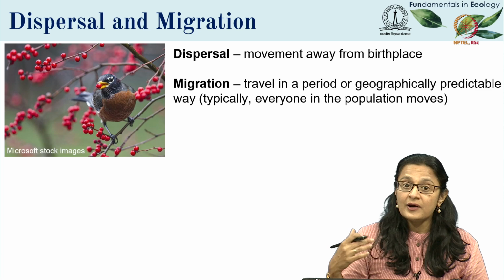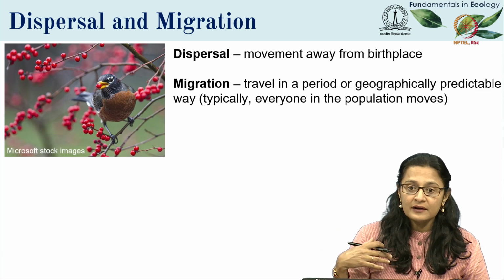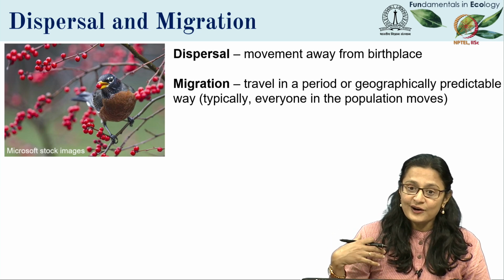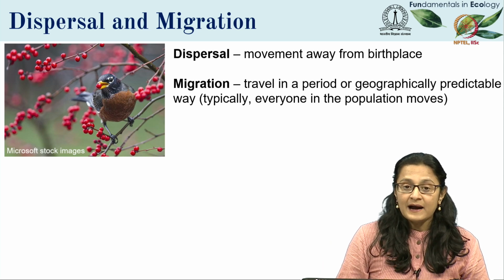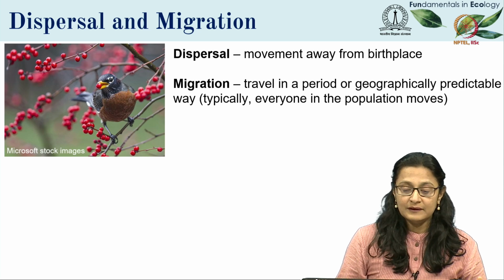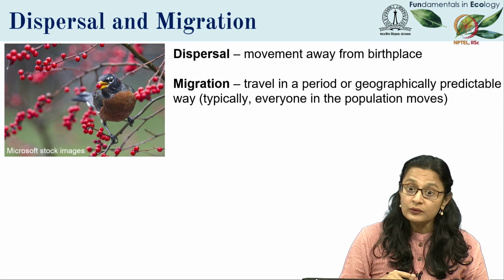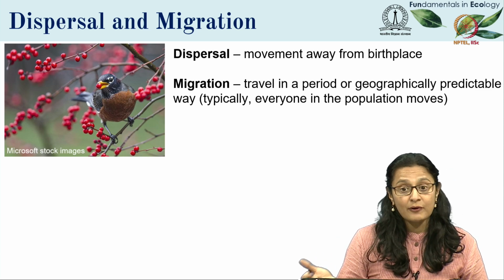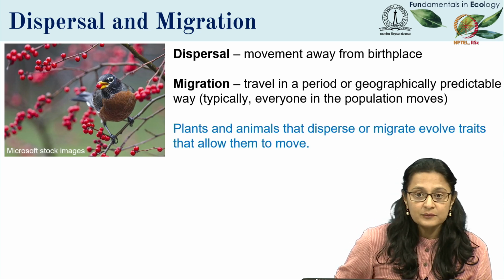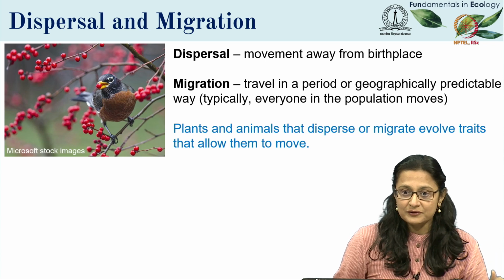Migration, on the other hand, is travel in a period that is geographically predictable. Right? So either animals move at a time that is predictable or across space that's predictable. Unlike dispersal, when we think of migration, everyone in the population moves. Dispersal doesn't necessarily need to be that way. Some animals can move, some animals don't have to. Some plants or some plant propagules can move, and some don't have to. Now, plants and animals that disperse or migrate evolve traits that allow them to move. We'll talk about these traits in just a minute.